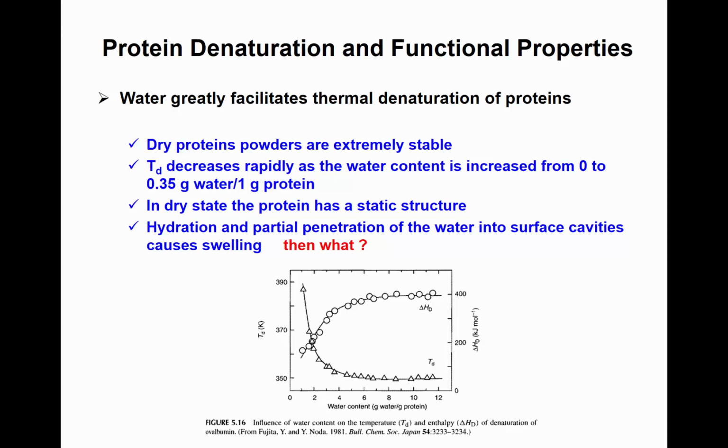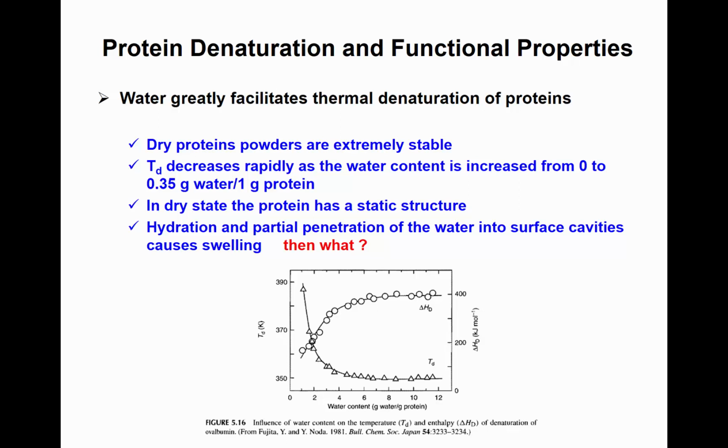And then you can see a tremendous change in enthalpy. A lot of bonds are broken in the presence of water. So why is that? So hydration. The water penetrates. When you heat, you have more kinetic energy, so you have movement. As you heat and there's water, the water starts moving, and the water starts getting into the protein structure, causes swelling.